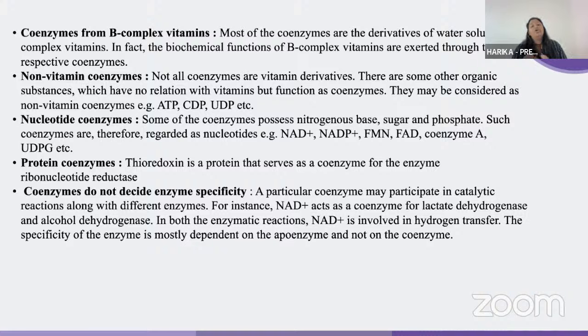Coenzymes do not decide enzyme specificity. So a particular coenzyme may participate in catalytic reactions along with different enzymes. For example, NAD plus acts as a coenzyme for lactate dehydrogenase and alcohol dehydrogenase. In both the reactions, NAD plus is involved in hydrogen transfer. The specificity of the enzyme is dependent on the apoenzyme but not on the coenzyme.